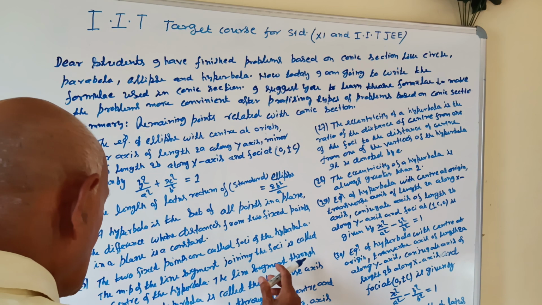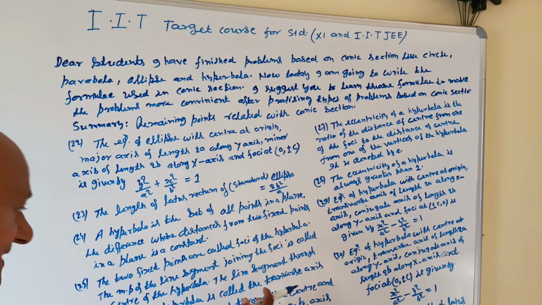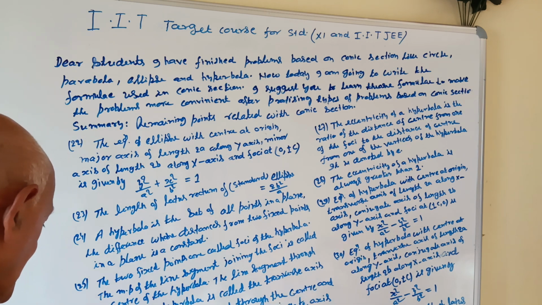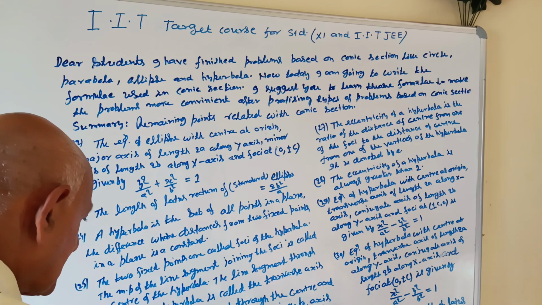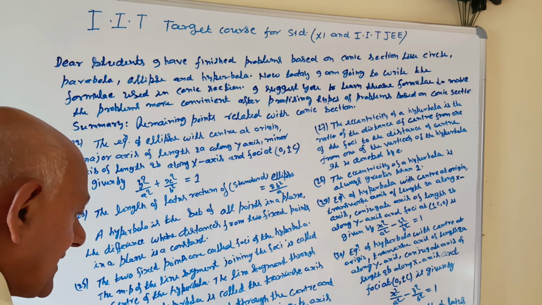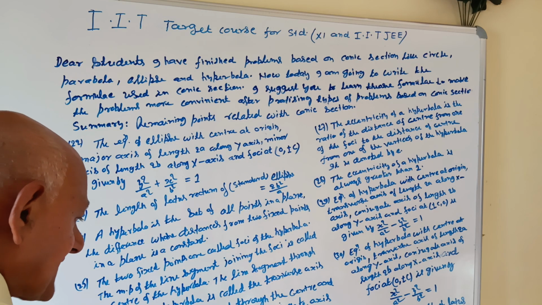The line segment through the foci of the hyperbola is called the transverse axis of the hyperbola. The line segment through the center and perpendicular to the transverse axis is called the conjugate axis of the hyperbola. The points at which the hyperbola intersects the transverse axis are called the vertices of the hyperbola.